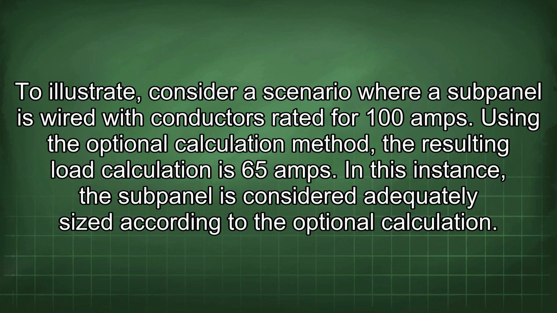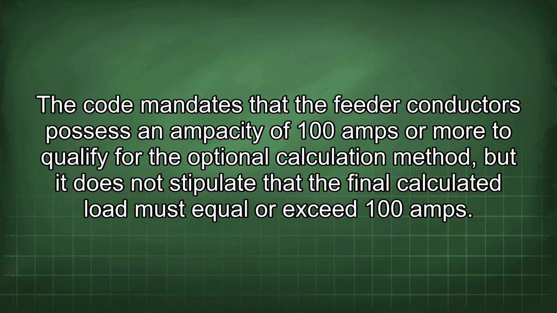To illustrate, consider a scenario where a subpanel is wired with conductors rated for 100 amps. Using the optional calculation method, the resulting load calculation is 65 amps. In this instance, the subpanel is considered adequately sized according to the optional calculation. The code mandates that the feeder conductors possess an ampacity of 100 amps or more to qualify for the optional calculation method, but it does not stipulate that the final calculated load must equal or exceed 100 amps.